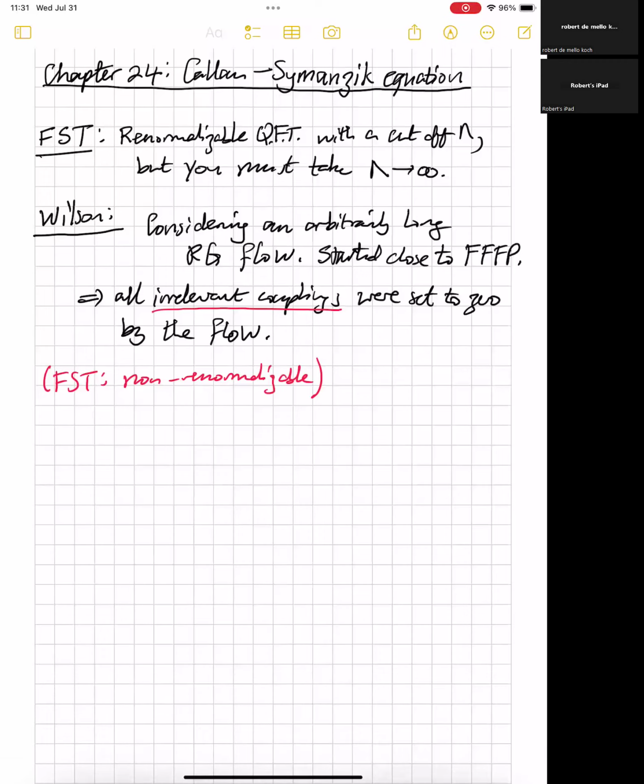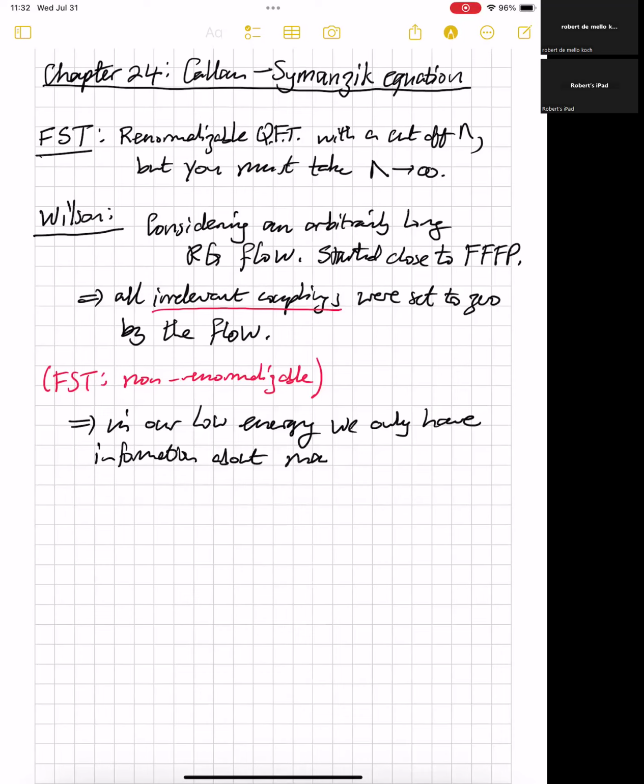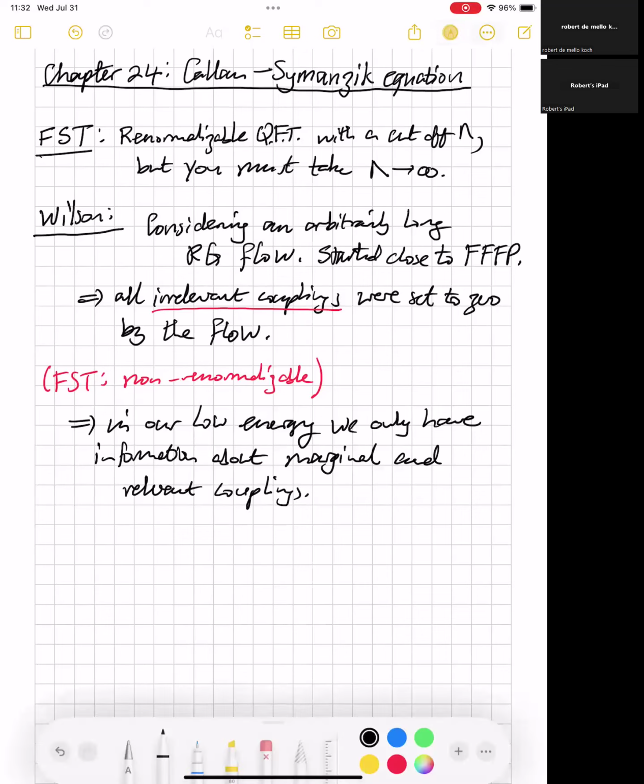Good. Okay. So what does that mean? That means in our low energy theory, and of course, we flow down to low energy. We've been flowing for an infinitely long time. So we are at low energy. After this extremely long flow, in our low energy theory, we only have information about the marginal and relevant couplings.